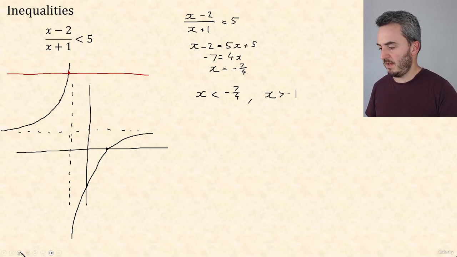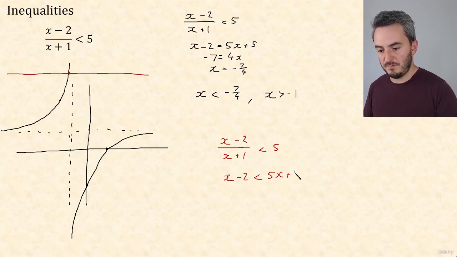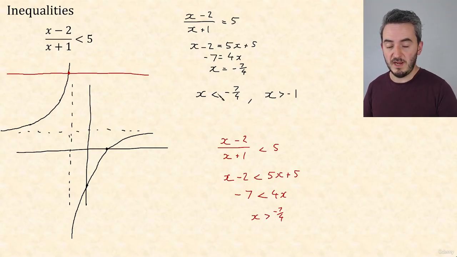Now let's compare that to our naive and wrong solution before. Recall that we tried x minus 2 over x plus 1 is less than 5. We multiplied through by x plus 1, giving me 5x plus 5. We got 4x here, minus 7 there, and we concluded that x was greater than minus 7 over 4. So that's doubly wrong. It's wrong because we completely missed this one, and it's wrong because it got this one the wrong way round.